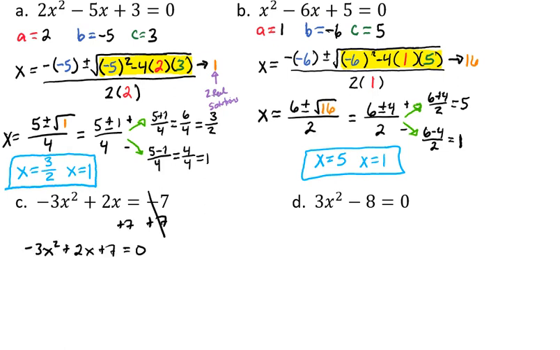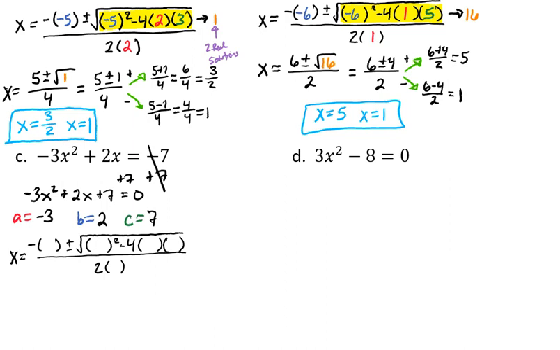Now that we've got our 7 on the side with the a and the b, we're going to find our a, b, and c values. We have an a value of negative 3, a b value of 2, and a c value of 7. So we're going to plug those into their places. From there, we're going to find our discriminant, which is a value of 88. So we're going to have two real solutions.